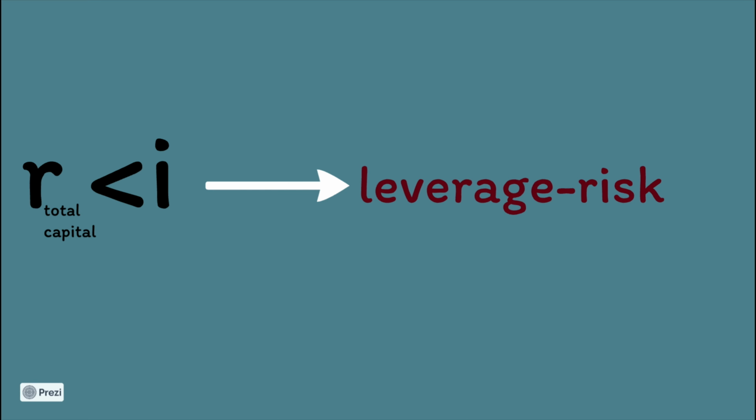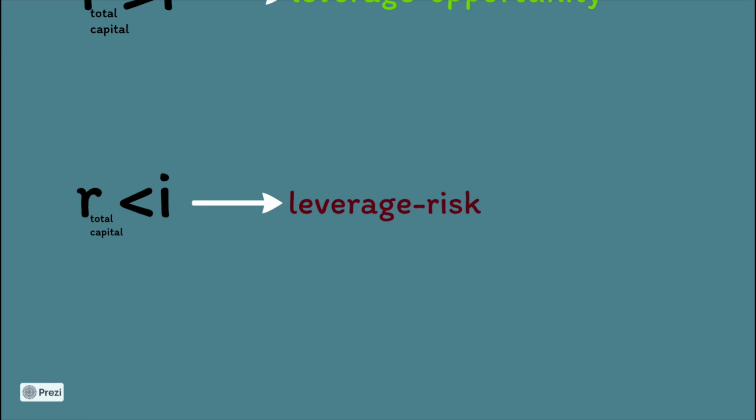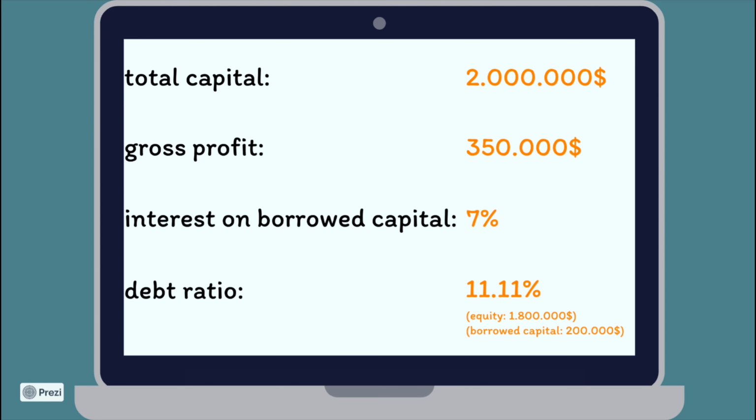The leverage effect and the return on equity can also be calculated. In the next fiscal year, Mr. Levy is planning to undertake a large project. The entrepreneur has a total capital composed of equity and debt of $2 million. The project's gross profit, that is, the profit before taxes, is estimated at $350,000. Additionally, the cost of debt is 7%, meaning Mr. Levy can borrow funds from his bank at this interest rate. The debt ratio amounts to 11.11%. That means that 11.11% of his total capital consists of borrowed capital.